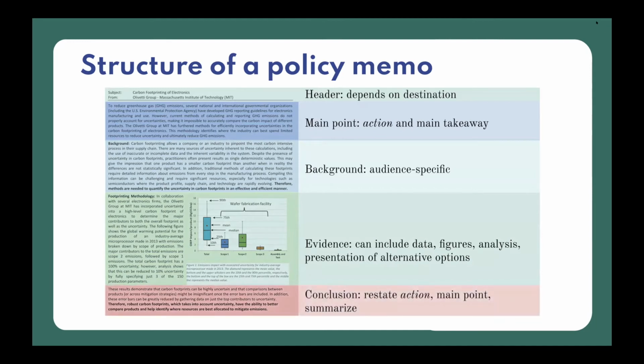And then the conclusion, you restate the action, the main point, and summarize. In the conclusion, you really state which option you're picking, why, and what you think that means.